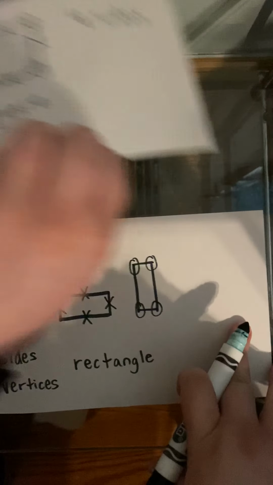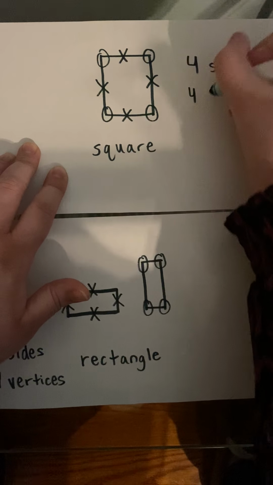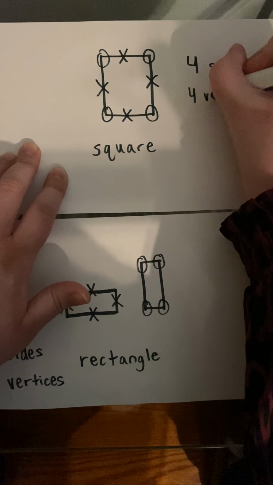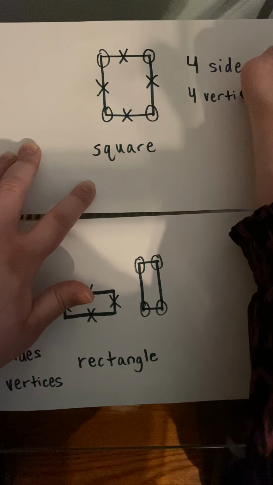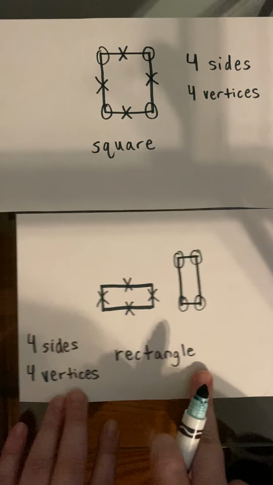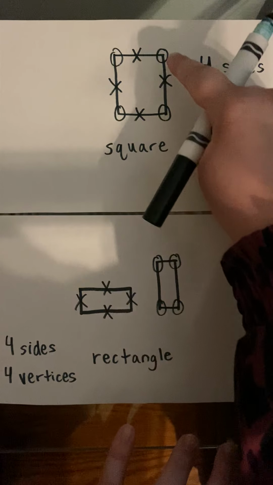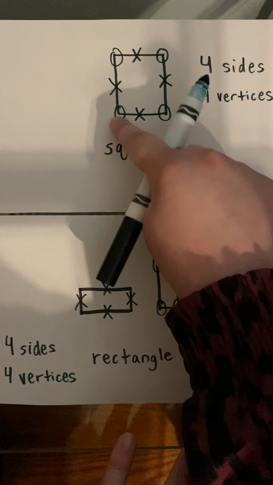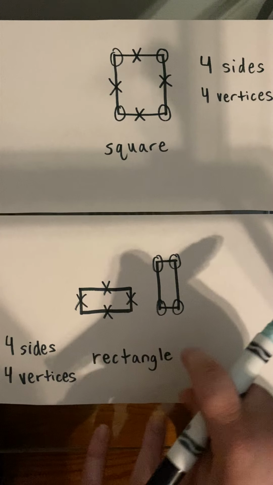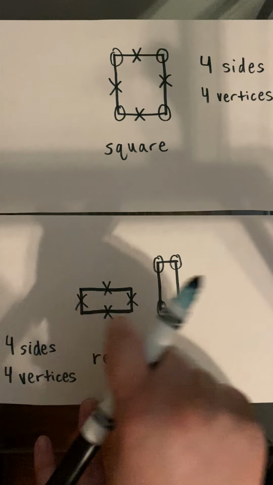Okay, let's look at these one more time. Oh, I forgot to write 4 vertices up here. A square has 4 sides and 4 vertices. And a rectangle has 4 sides and 4 vertices too. The only difference is how you draw them. Remember, a square has 4 equal sides, and a rectangle has 2 long sides and 2 short sides.